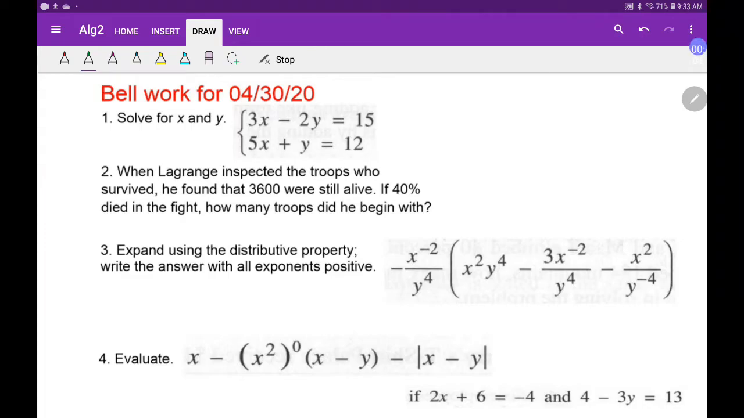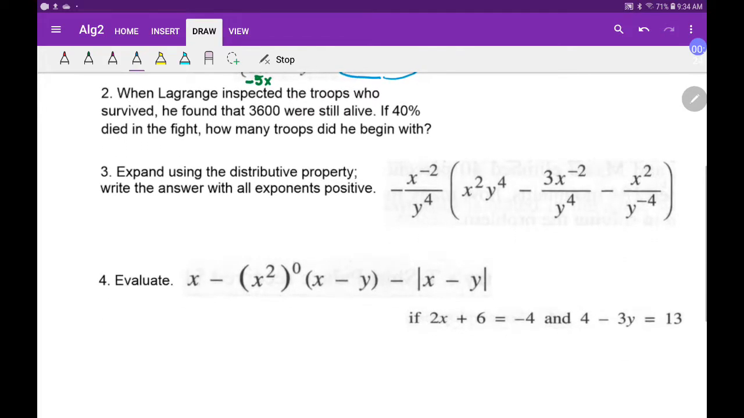Solve for x and y here in the bell work. I think the easiest way to do this would be to subtract 5x from both sides and substitute that in for y, and solve for x, and then come back and find out what y is.